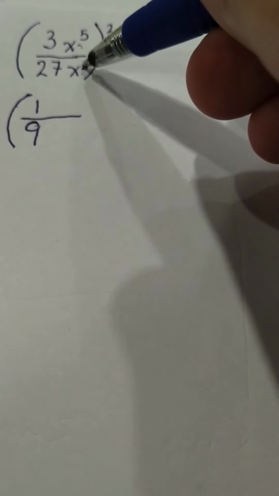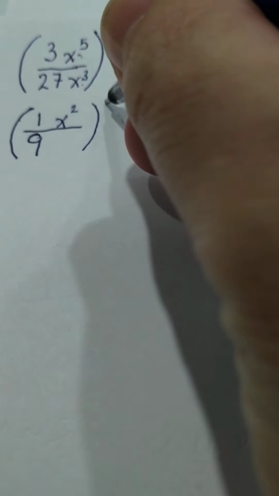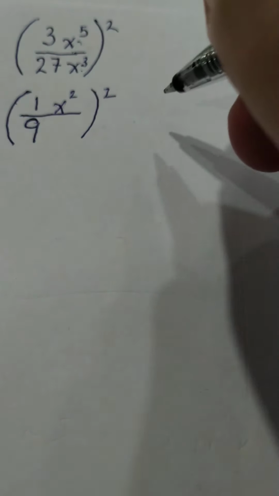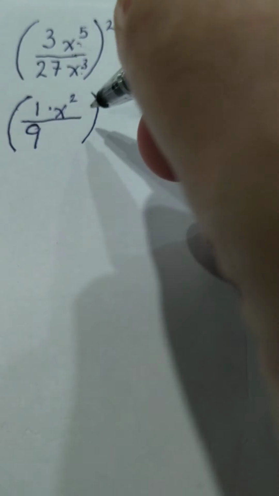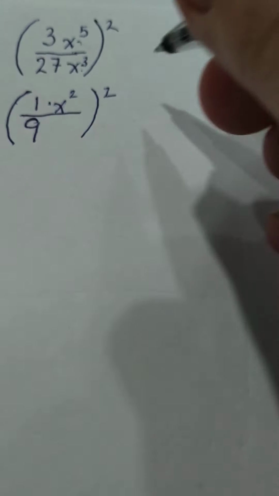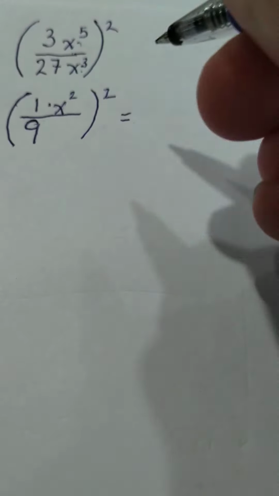When we divide x's, you subtract them. X to the 5th divided by x to the 3rd is 5 minus 3, x squared. Okay? And we know that 1 times anything is itself. So 1 times x squared is x squared. So let's make this look even simpler.